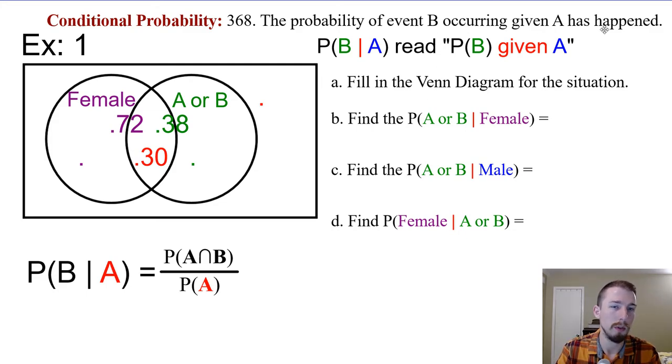All right, so our conditional probability is the probability of B occurring given that A has already happened. So that's read the probability of B given A. That's how you read it. That's what the line means there.